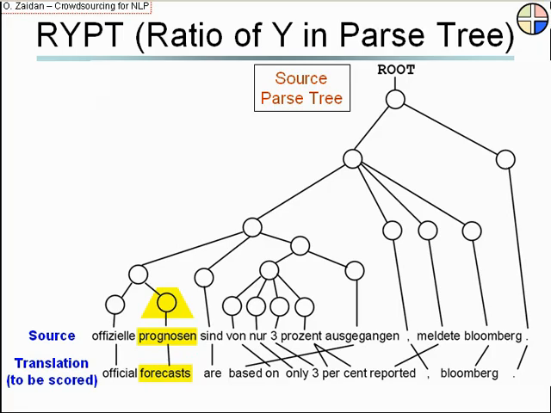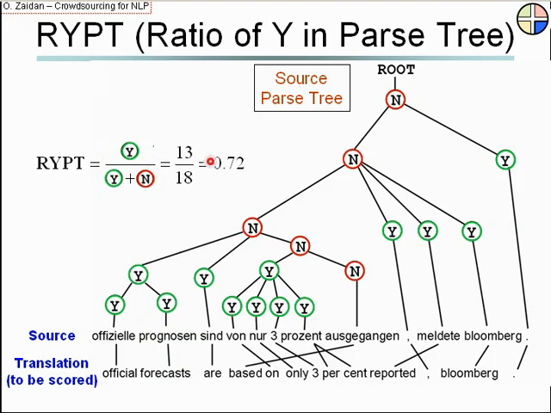So let's look at this example right here. This is a German sentence. This is the source sentence. And this is the empty output that we want to score with RIPT. We parse the source sentence, and for each node in the parse tree, we take the corresponding source substring and the candidate's translation substring and ask, is this an acceptable translation or not? If so, we label this node with yes. If not, we label the node with no. So some of the nodes have yes, some of the nodes have no, and then we just take the ratio of the yes nodes, and that's the RIPT score. So this translation would have a RIPT score of 0.72.